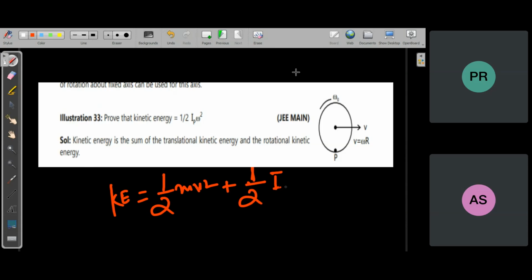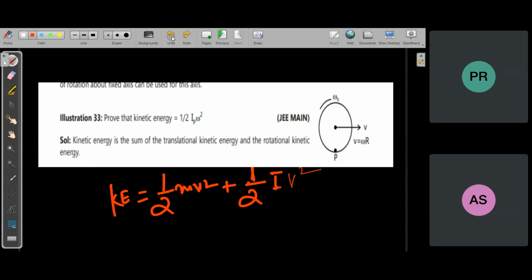Here I is about the COM, no? Yes, I have I about the center of mass axis, times omega square, right? But how much is omega? Omega is V by R, yes, sir. Because V is R omega. Then what will we write? Half I omega square, where omega is V by R, so half I V square by R square, right? Yes, sir.